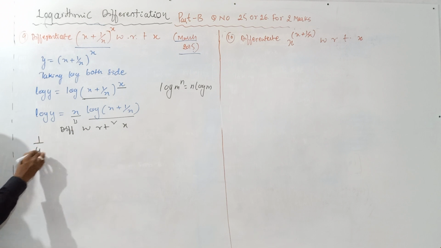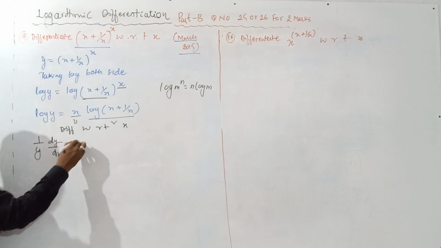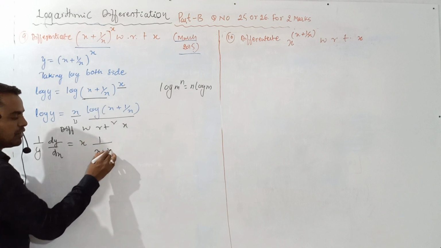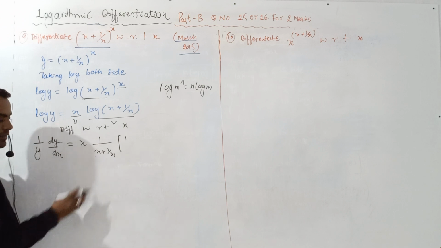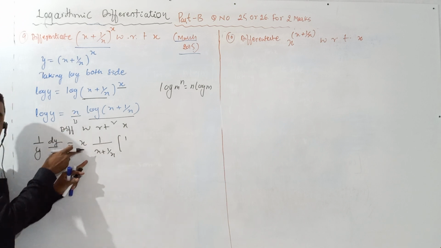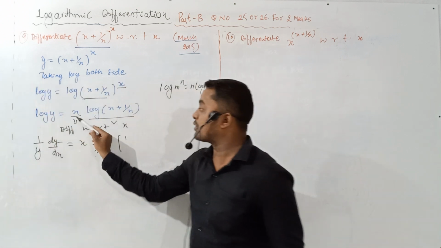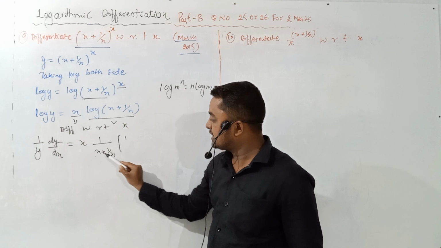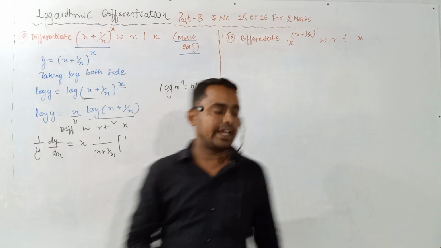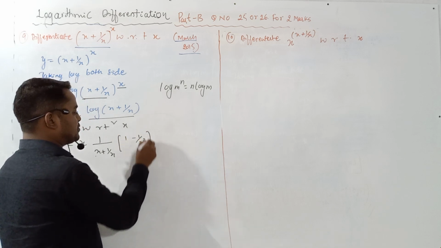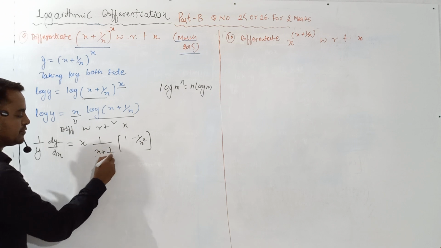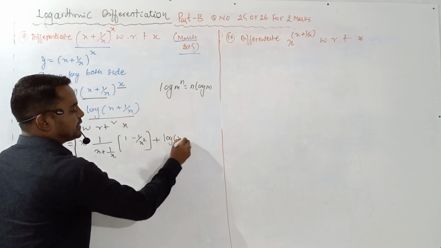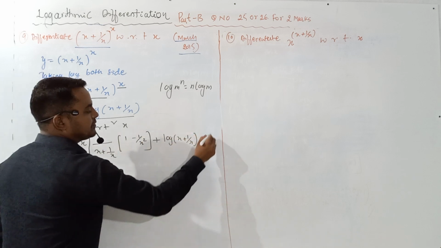Derivative of log y is 1 by y into dy by dx, equal to x as it is, times the derivative of log, which is 1 by x plus 1 by x, then the derivative of x plus 1 by x, which is 1 minus 1 by x square. Plus log of x plus 1 by x as it is, times the derivative of x, which is 1. So differentiation is over.